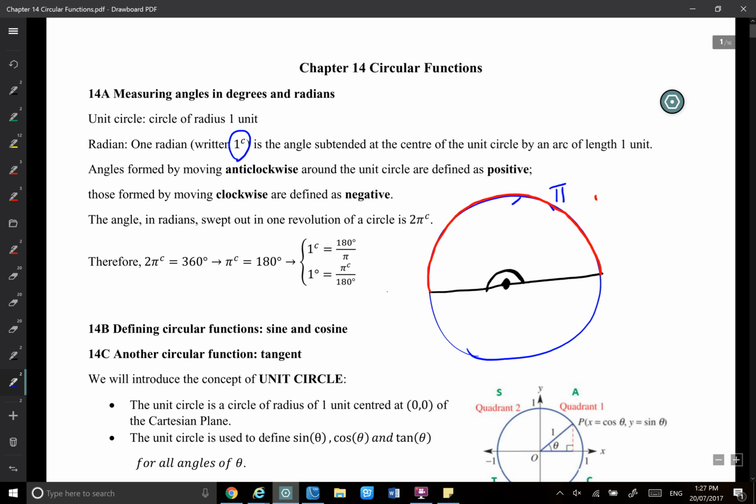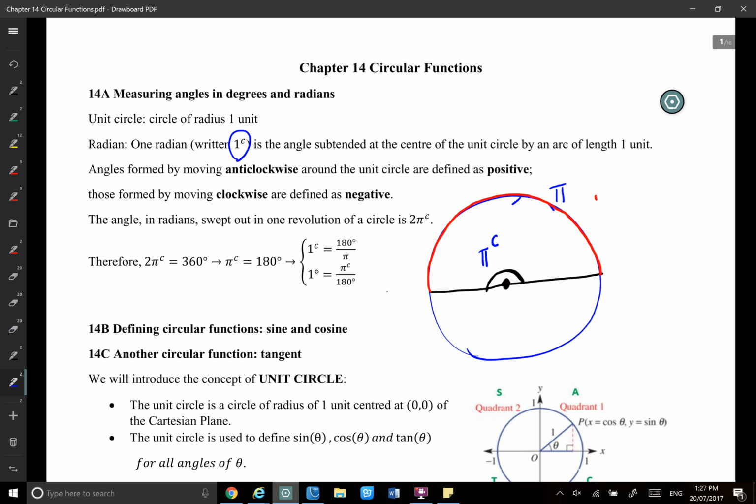The full circle is 2 pi, so half of it is pi. Then this angle will be pi radian. If it's subtended by 1, it's 1 radian. Subtended by 2 is 2 radian. Now it's subtended by a length of pi, which is called pi radian. That's how large that angle is.